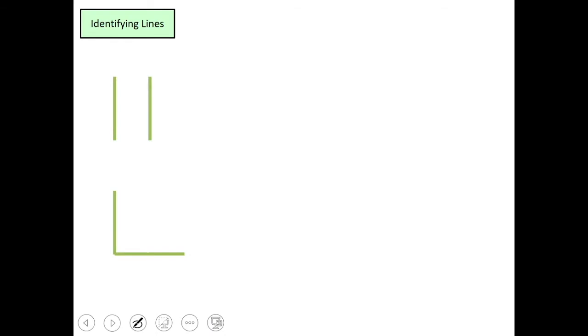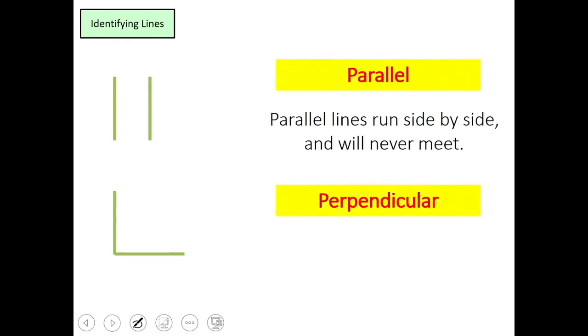Right, so on this slide we are looking at parallel lines and perpendicular lines. Parallel lines run side by side and will never meet. So the distance between both lines will always remain the same. Even if I were to extend this, can you see they will never ever meet? It's important to understand that parallel lines can be vertical, just like that example there, horizontal, or diagonal. As long as the distance between the lines remains the same, the lines will never meet.